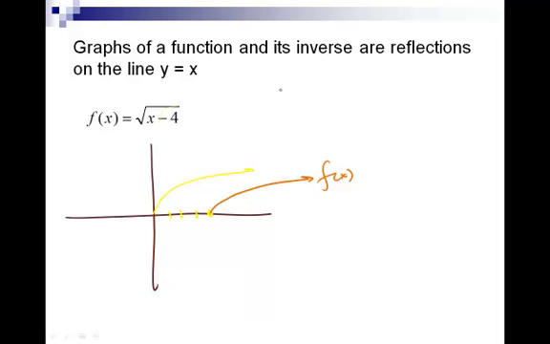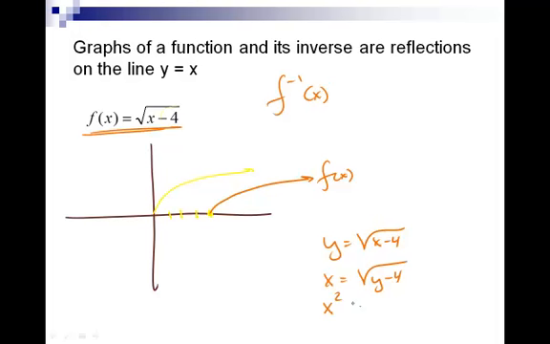Okay? Now, what would f inverse of x be? Well, let's do it algebraically first. Y equals the square root of x minus 4. Switch them around. Square both sides. And we get x squared plus 4 equals y. Well, if I graph that, that is up 4, and it's a parabola. Now, do these look like they are flips on this line? I don't think so.